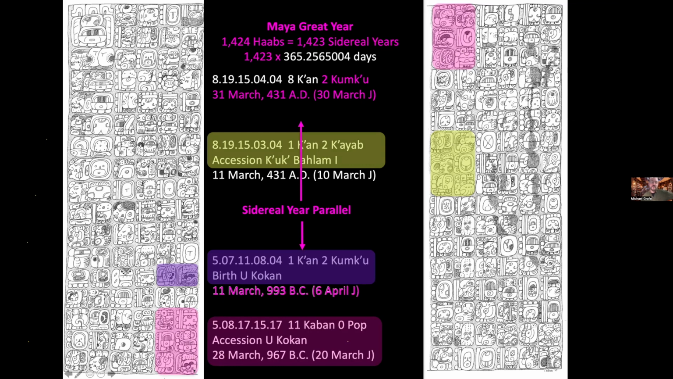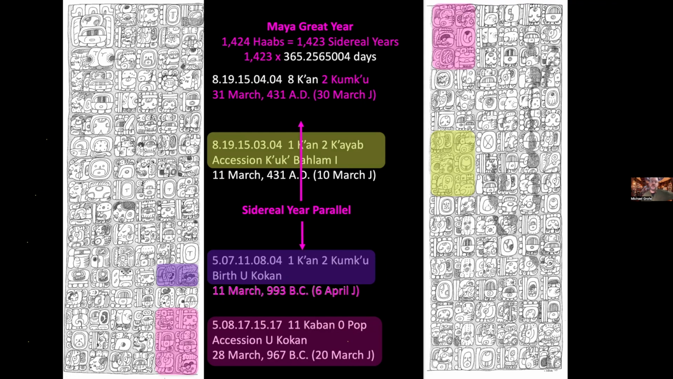When you look at this date, 0 Pope, on the date of the accession of U Kokan, this mythological accession, what I believe is mythological, the 0 Pope New Year in this case is, of course, the Haab New Year. If you count back to the date 8 Kumku, prior to this 0 Pope date, that again becomes another sidereal parallel with the birth date here, as well as with this date here, the accession date of K'uk Bahlam, as well as this date here. So there are a number of sidereal parallel dates.